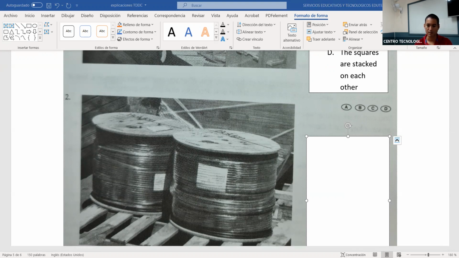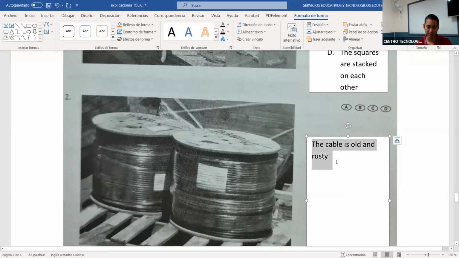Okay, I'm going to do it right now. So the cable is old and rusty. Old and rusty. Okay. Actually, this is the opposite of what the picture explicitly states. The cable is new here. So old and rusty? No. So let's hear the other ones.